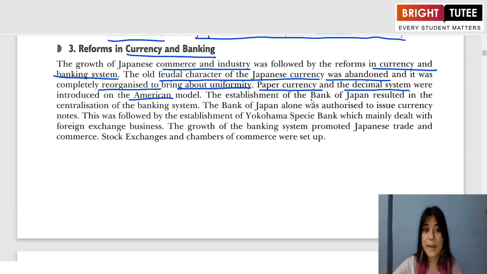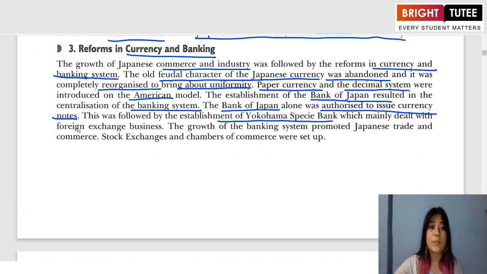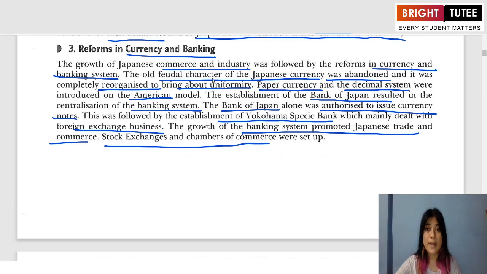So on the American model, they introduced paper currency and the decimal system in Japan. The establishment of the Bank of Japan resulted in the centralization of the banking system. The Bank of Japan was the only bank authorized to issue currency notes. No other could do it. The emperor allowed only the Bank of Japan to issue currency. This was followed by the establishment of the Yokohama Specie Bank, which mainly dealt with foreign exchange business. But these were all controlled by the emperor. They were centralized. The growth of the banking system promoted Japanese trade and commerce, and it also led to the establishment of stock exchanges and chambers of commerce in Japan.